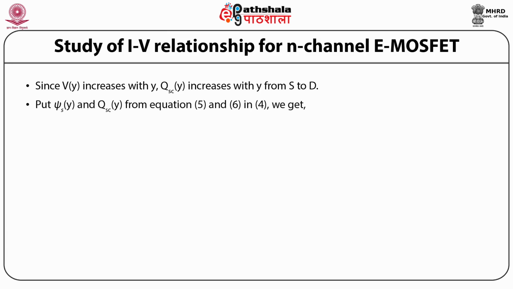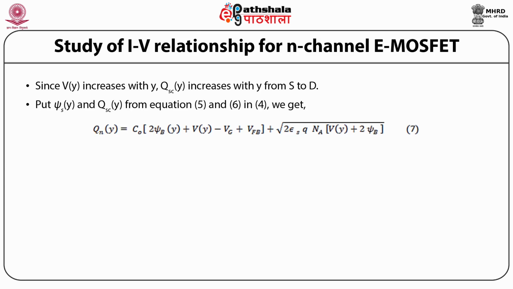So putting psi s(y) and QSC(y) from equations 5 and 6 in 4, we get Qn as a function of y equal to C0 multiplied by bracket 2 psi b plus Vy minus Vg plus VFB bracket close, plus root of 2 epsilon s q NA multiplied by root of Vy plus 2 psi b.